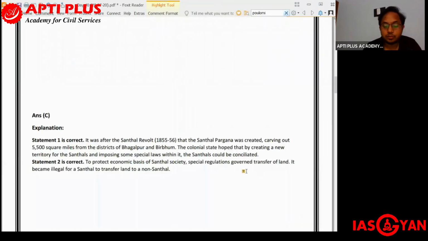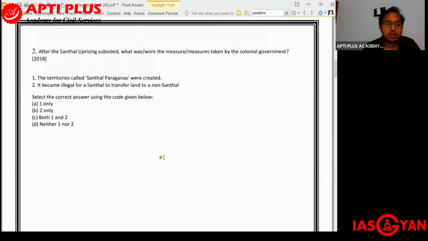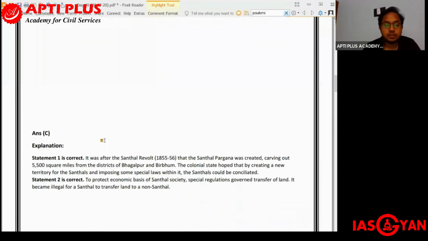2C is the right answer, that is, both of the statements are correct. So let us have a look at the statements.